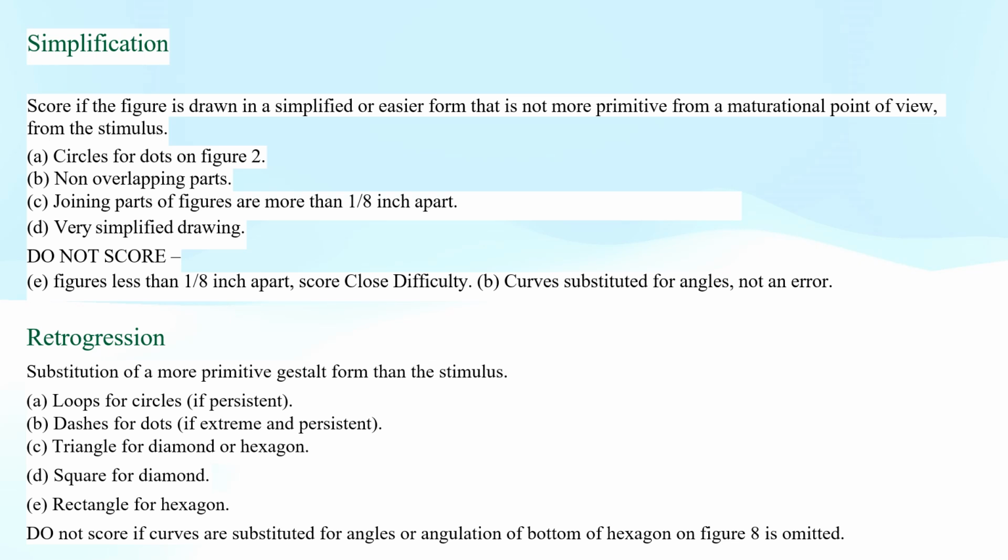Retrogression: substitution of a more primitive gestalt for the stimulus. So again, there are loops for circles. Instead of drawing a circle, he's just drawing a loop. Dashes for dots. So instead of drawing dots, the patient is just drawing dashes. So that is retrogression. Square for diamond or rectangles for hexagon.